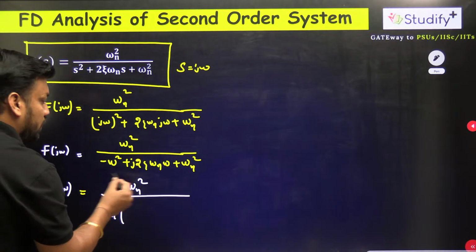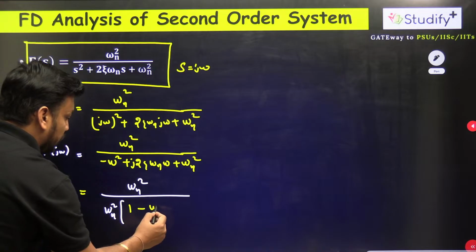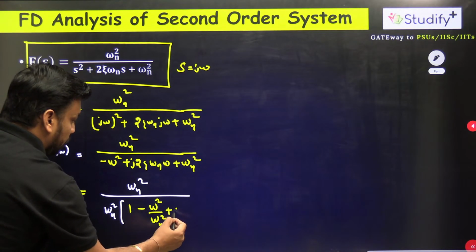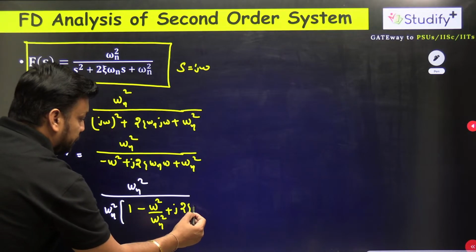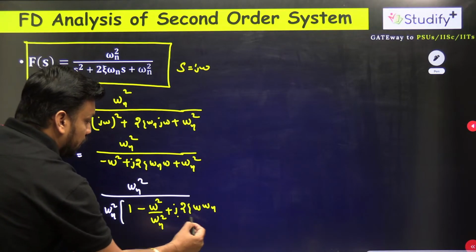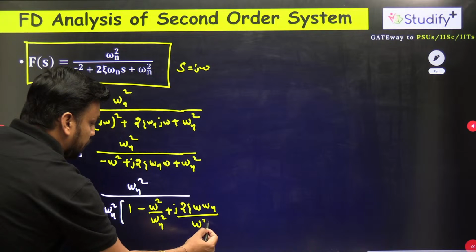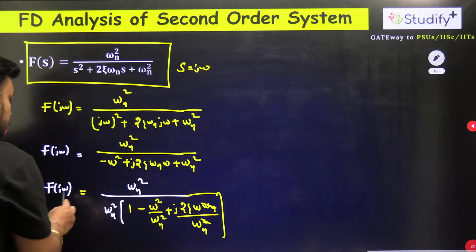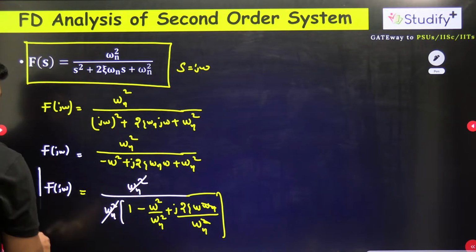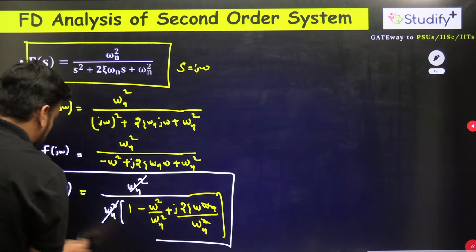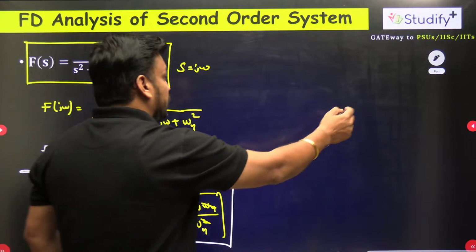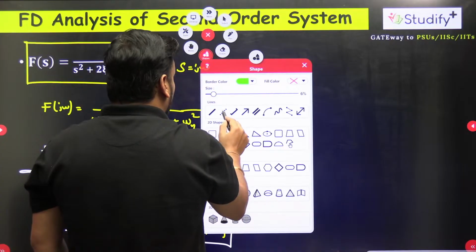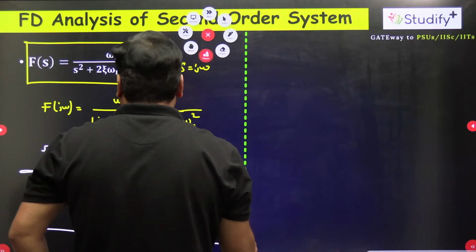So what you will get? You will get from here 1 minus omega square upon omega n square plus j twice zeta omega n upon omega n whole square. Don't you think one omega n से one omega n cancel हो गया? और ये omega n square से omega n square भी cancel हो गया. So finally, what can we write for the magnitude equation? We are looking for the curve of this mod of F(j omega).